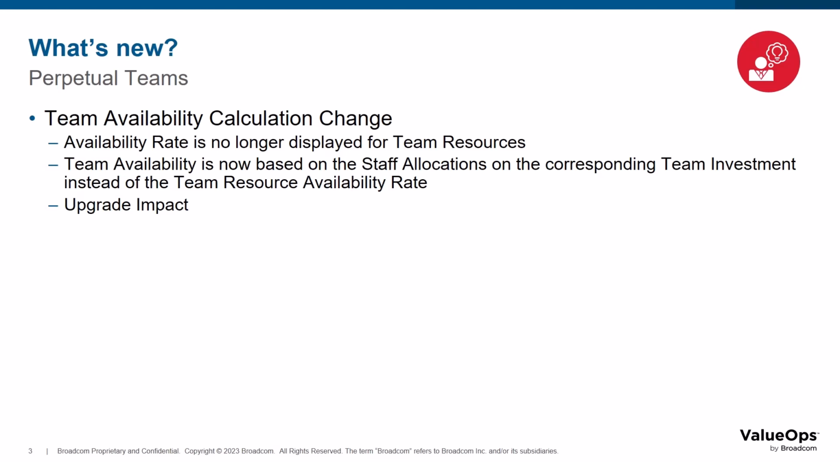In the current release, we're no longer performing that calculation. So the availability rate for team resources will not be displayed in Clarity. As part of the new calculation, we're using the staff of the team investment, which is the true team's capacity. And we're passing that through to any regular investment that the team is staffed on. And as you can expect, there's going to be an upgrade impact for this calculation change, and we'll go into that in detail.